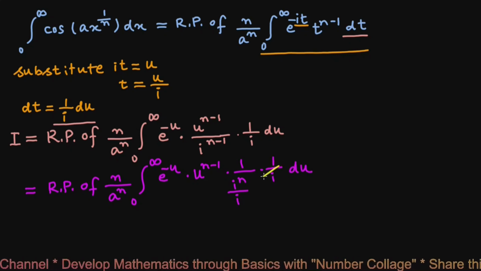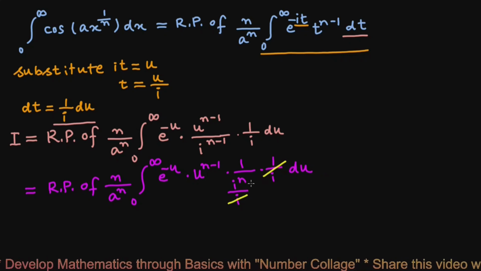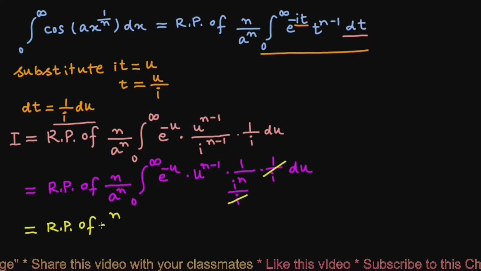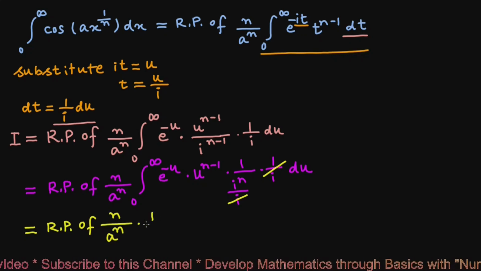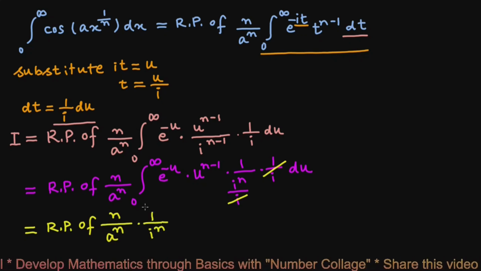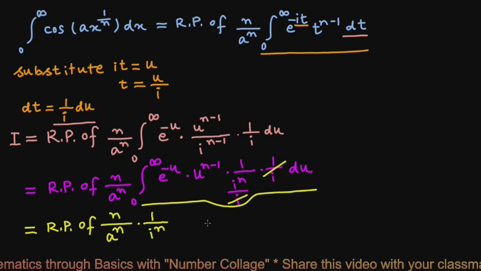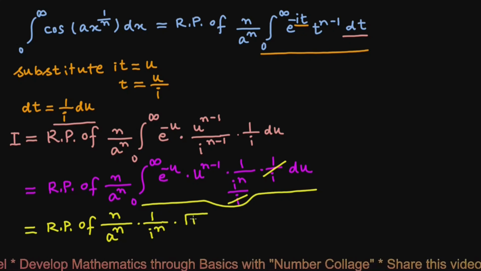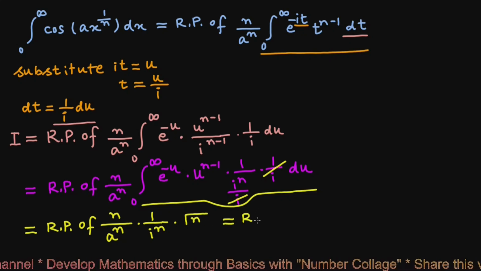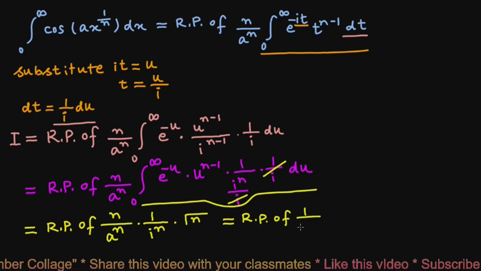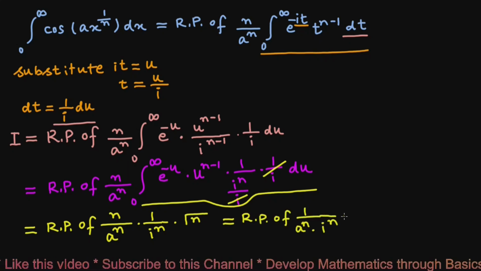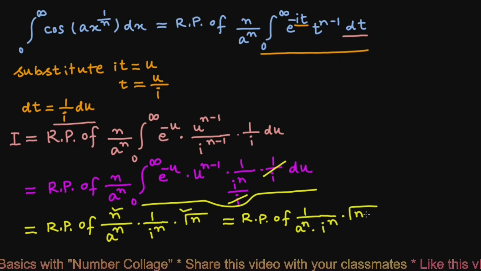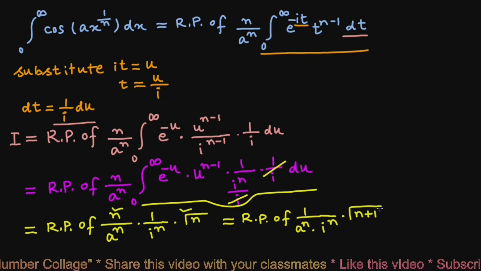Now this 1 upon i cancels with this 1 upon i, and in the next step we get the real part of n upon a raised to n into 1 upon i raised to n, and this integral according to the gamma function will be gamma of n minus 1 plus 1, that is gamma n, which is the real part of 1 upon a raised to n into i raised to n into this n into gamma n, which will be gamma n plus 1 according to properties of the gamma function.